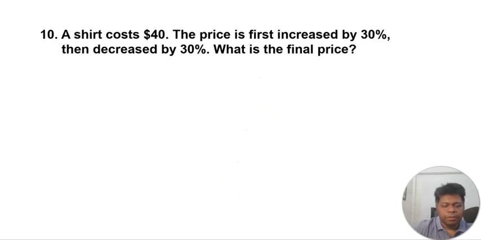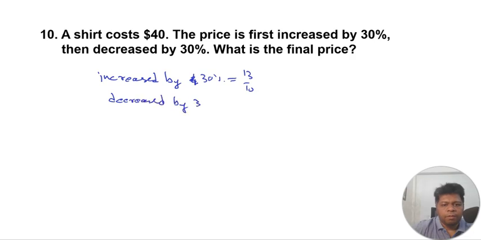Then comes question 10. A shirt costs $40. The price is first increased by 30%, then decreased by 30%. What is the final price? So remember the quickie. Increased by 30% would become 13 by 10, and decreased by 30% would become 7 by 10.